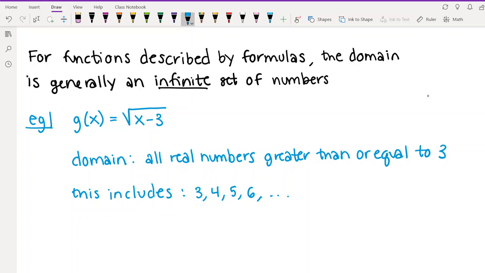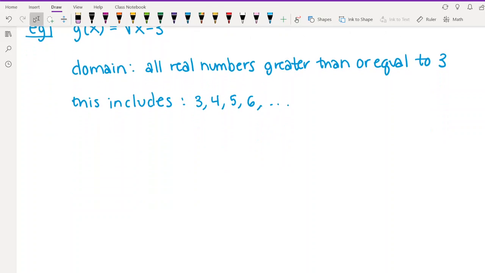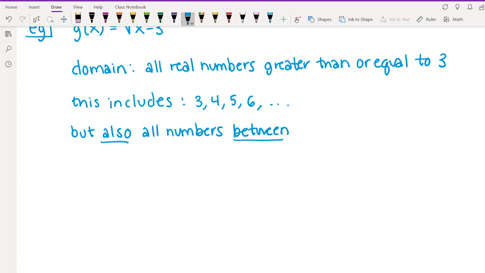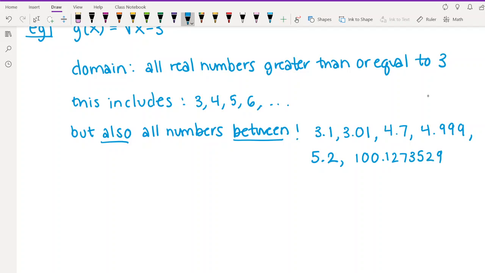But if we're talking about all numbers greater than or equal to 3, that also includes all the numbers between these, right? So this is also going to include all numbers that are between. What do I mean by that? I mean numbers like 3.1, 3.01, right? That's a number that is still a little bit greater than 3. You could have something like 4.7, 4.999, 5.2, or 100.1273529.